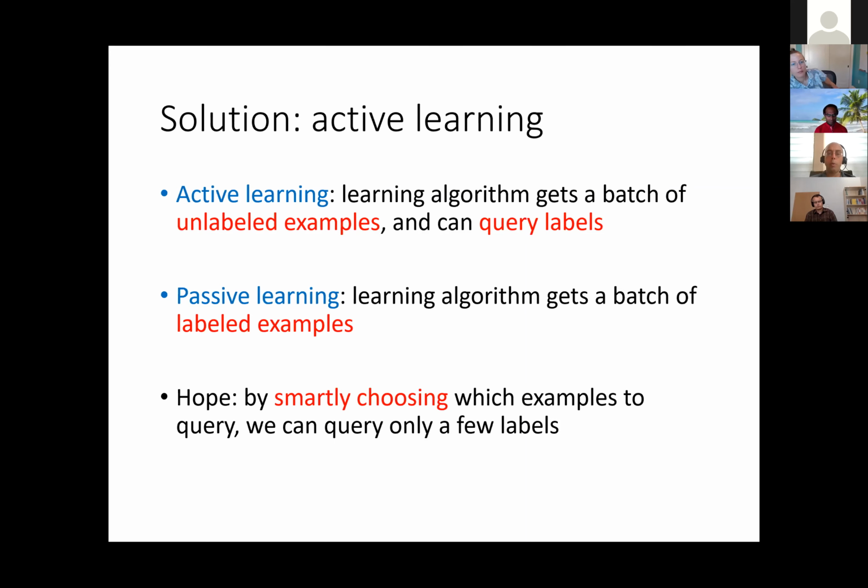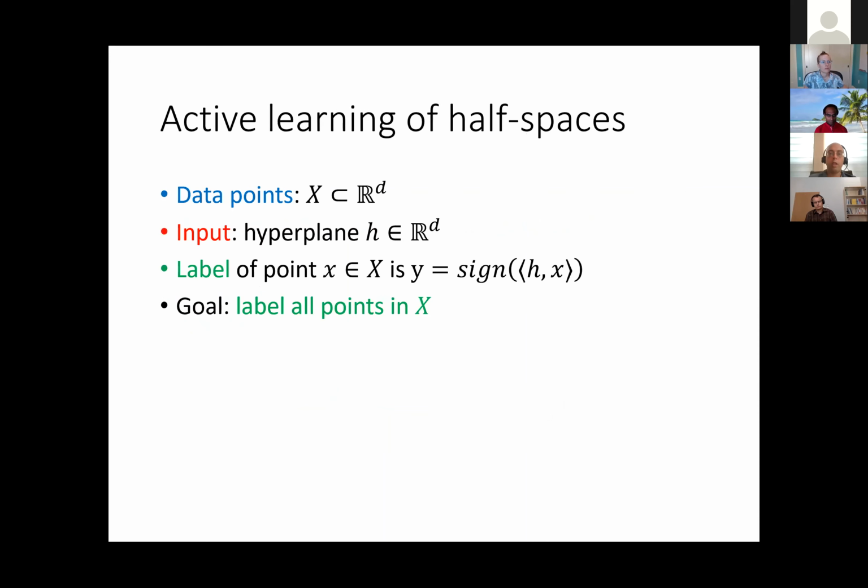And again, the hope will be that if we smartly choose which examples we query, we can query only a few of them, not all of them, and still do relatively well. So let's try to model that. We're going to model that by considering the problem of learning half spaces.